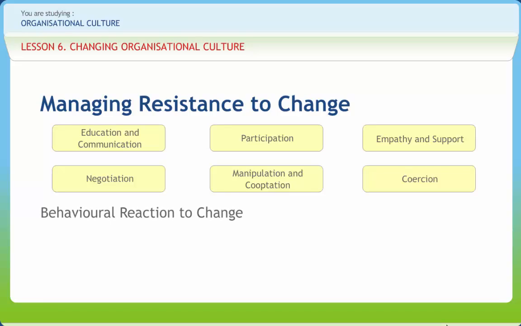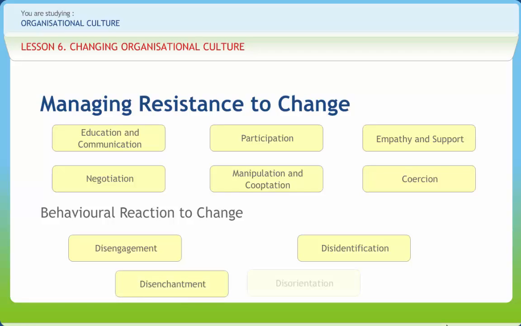As per H. Woodward and S. Bisholz, employees in the organization show four basic identifiable reactions to change: disengagement, disidentification, disenchantment, and disorientation. Disengagement is psychological withdrawal from change. Disengaged employees lack drive and commitment. Disidentification is a situation in which employees feel that their identity has been threatened by change, and they feel very vulnerable.